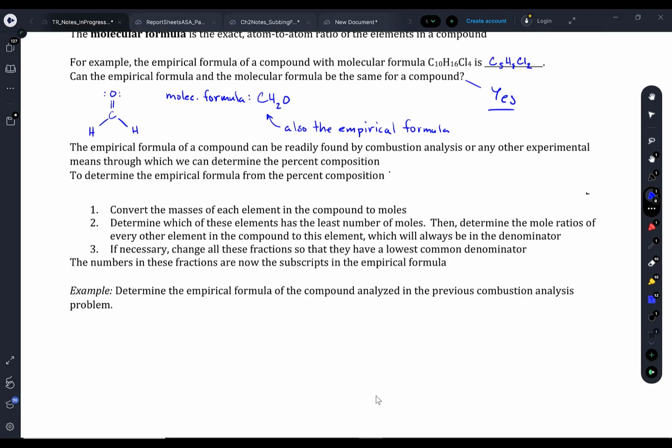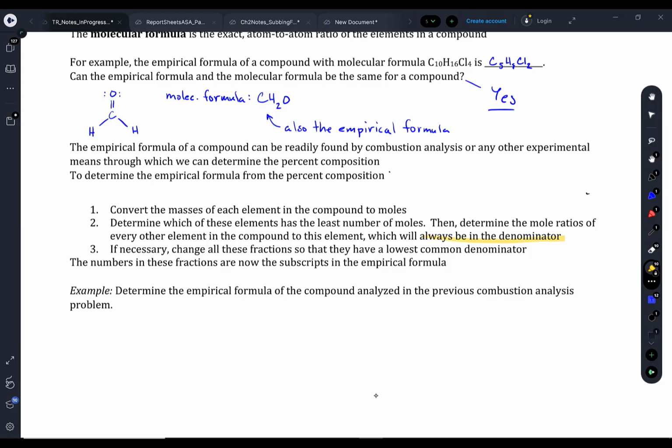Now, the way that we find an empirical formula by combustion analysis is the first thing that we need to do is we have to get the masses of any elements that we have and then convert them into moles. Once we have the moles, we then come up with a smallest whole number ratio between each of the elements. And when we do that, the element with the smallest number of moles will always be the denominator, as we will see. Otherwise, this won't work well. And then if for some reason the denominators are different, you have to give them the same denominators by finding a lowest common denominator.